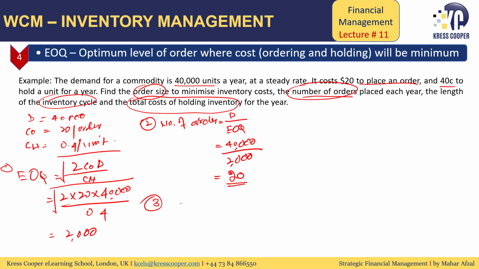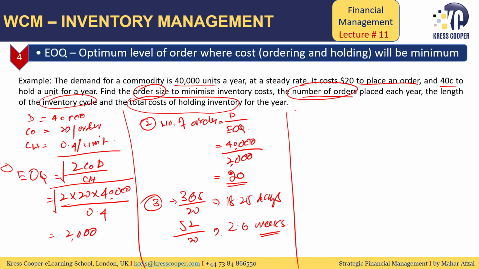Third, the length and frequency of the orders. Length and frequency of the order is 365 divided by 20, which is equal to 18.25 days, meaning we will be required to place an order after every 18.25 days. Or we can say 52 divided by 20, which is equal to 2.6 weeks. After every 2.6 weeks, the company will be required to place an order.